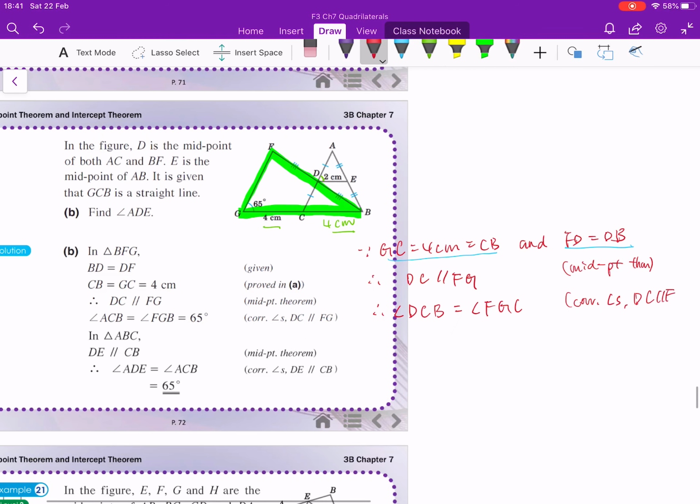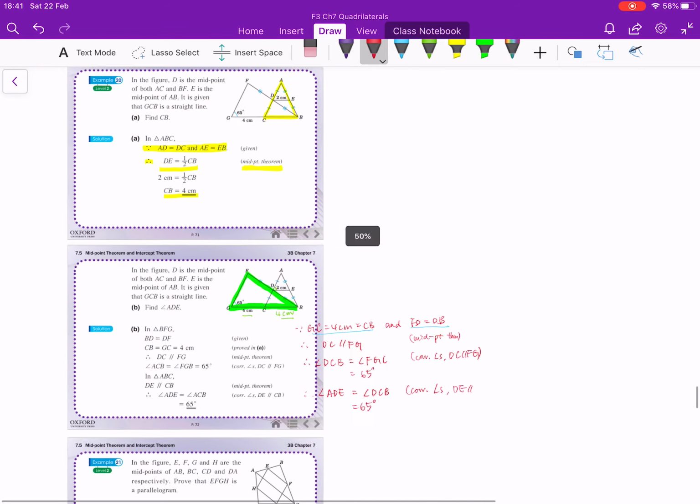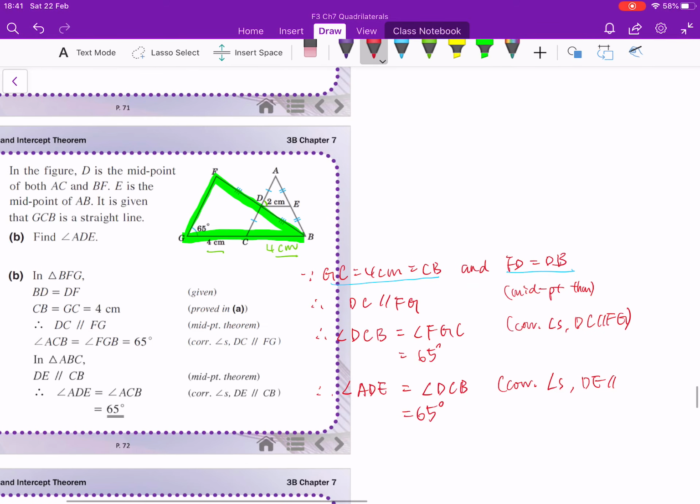DC parallel to FG equals 65 degrees. And therefore, angle ADE, the required angle, equals angle DCB equals 65 degrees. The reason is corresponding angles again, because in part A we proved that DE is parallel to, oh, did we prove it? No. We haven't said it. CB.